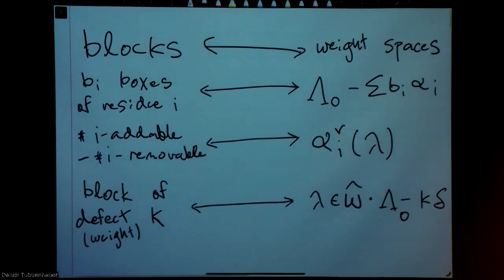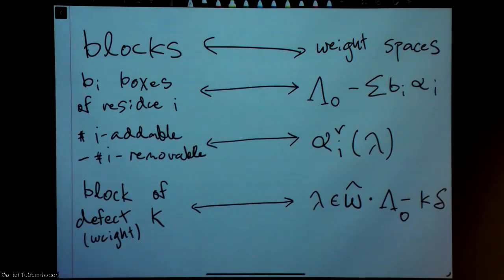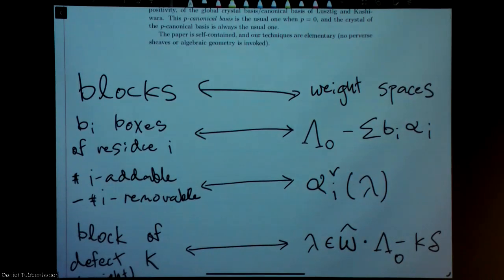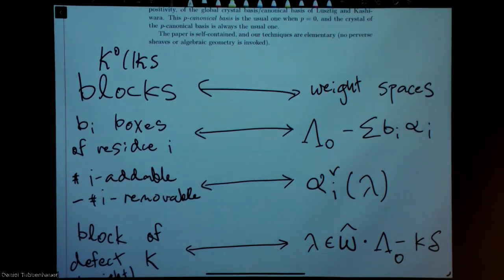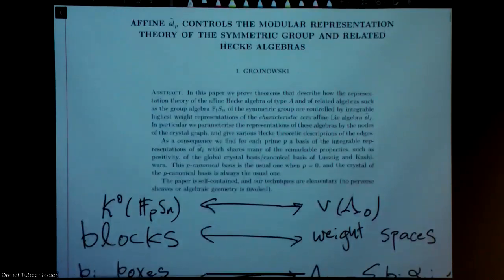So how does this control work? Well, blocks of the symmetric group correspond to weight spaces for a representation of SL_p. So I can write this here. If I look at the K group, the space of formal span of projective modules over F_p of S_m, then that corresponds to a particular simple module, V lambda 0, over the affine Lie algebra SL_p hat.